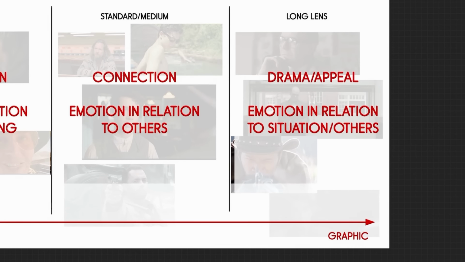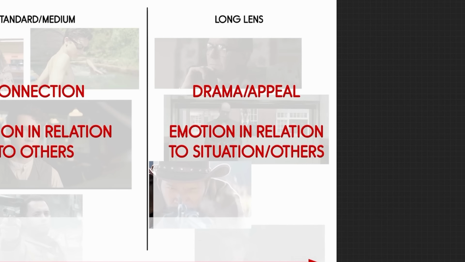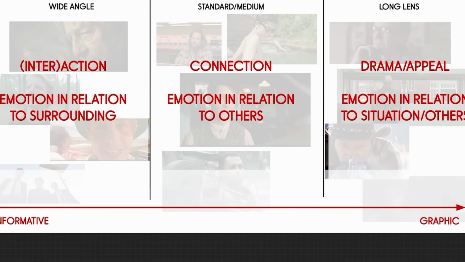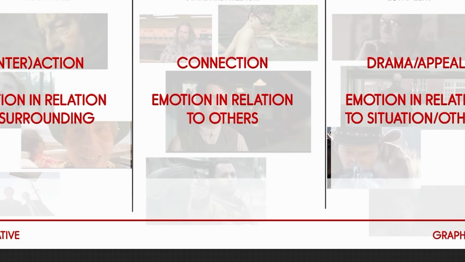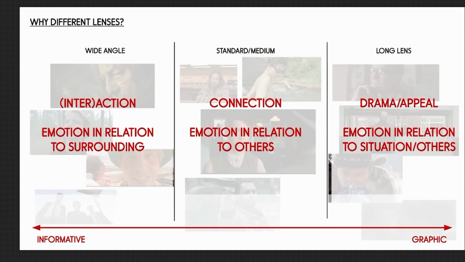And so when we go from the wide angle to the long lens now, the long lens will really be used for drama and appeal, and it will be emotion in relation to the situation or others. So there will be a lot more emphasis on the graphic nature of the scene. And when we look at the standard medium, it's all about connection, right? It's about the emotion in relationship to others. And so we're slowly always moving from a very informative view to a very graphic view.